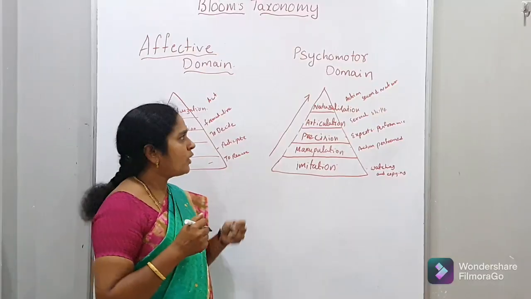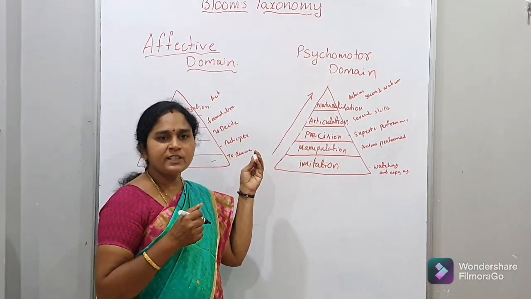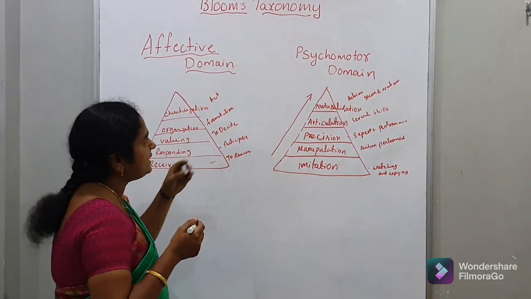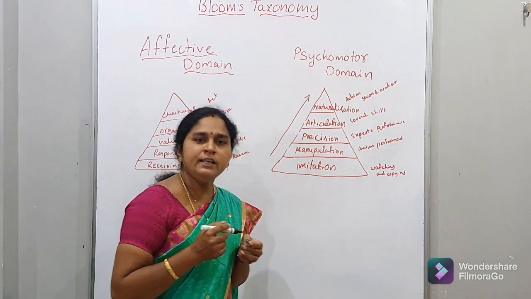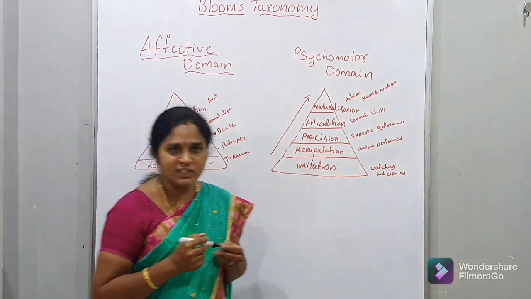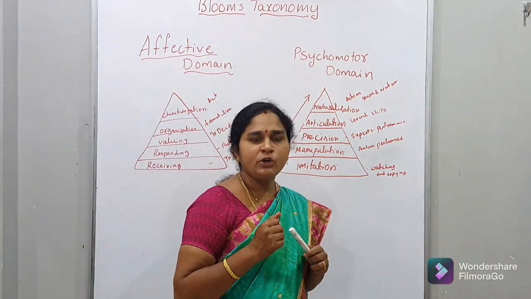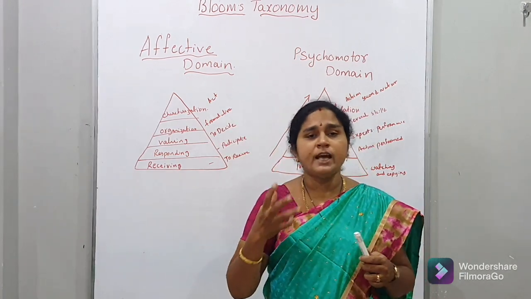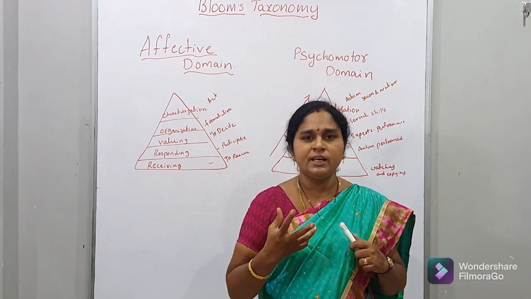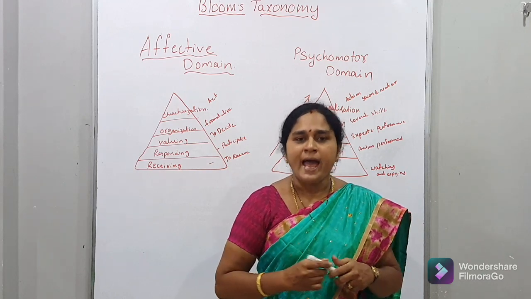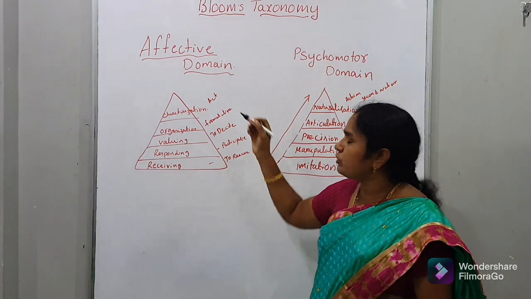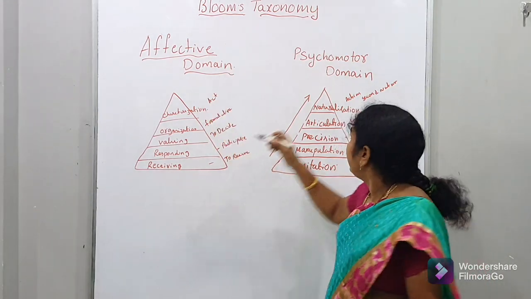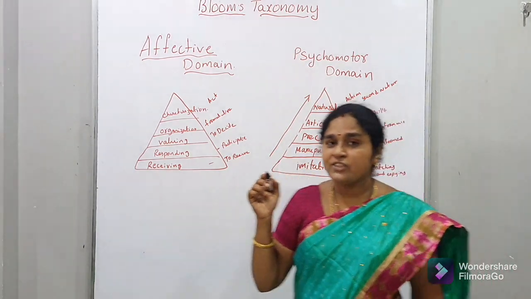Okay, the main 3 domains: the first one is the cognitive domain, the next one is the affective domain, and the psychomotor domain. The cognitive domain we have fully explained, because in the cognitive domain there are thoughts and thinking, and they ask so many questions. The affective domain is about the heart, emotions and feelings. In psychomotor, they are actions and doing.